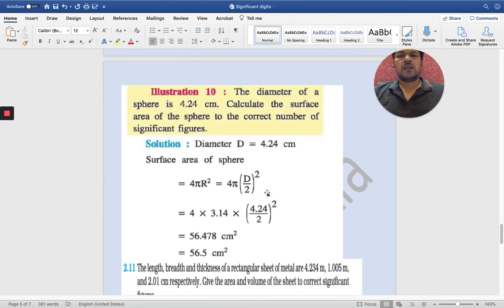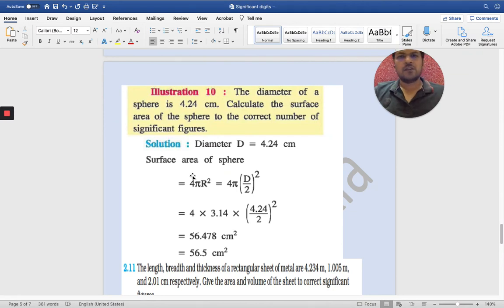I have placed another example for you, where the diameter of the sphere is 4.24. So I'm just dividing it by 2. It gives me 2.12 centimeter, and I want to find the surface area of the sphere.